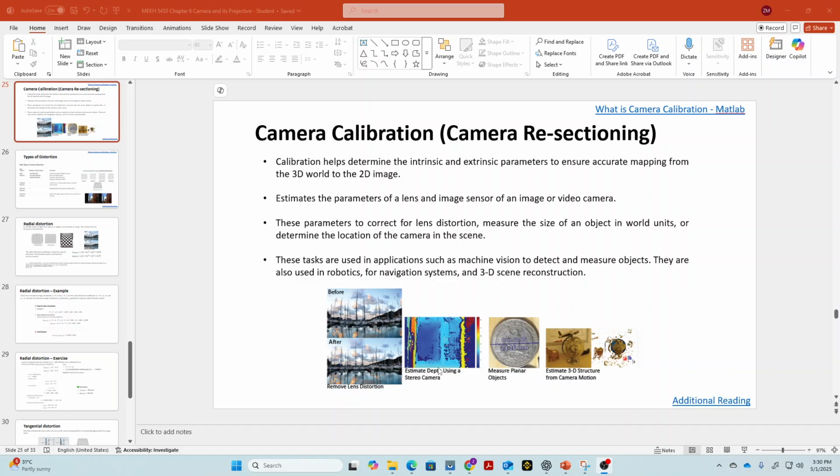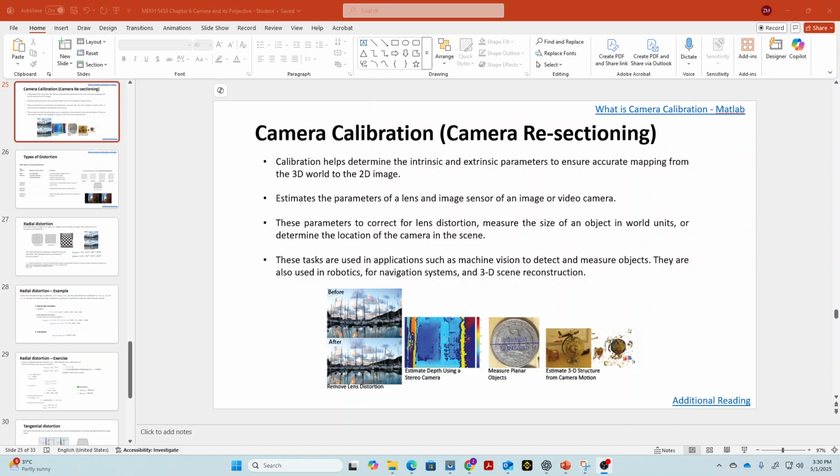It will estimate the parameters of the lens and image sensor of an image or video camera. These parameters are used to correct for lens distortion, measure the size of an object in world units, and determine the location of the camera in the scene. This task is normally used in machine vision to detect and measure objects correctly, because if it is not calibrated, it may give different measurement values. They are also used in robotics for navigation systems and 3D scene reconstruction.